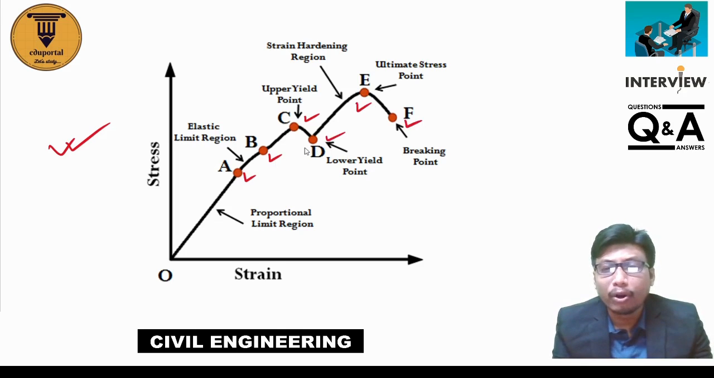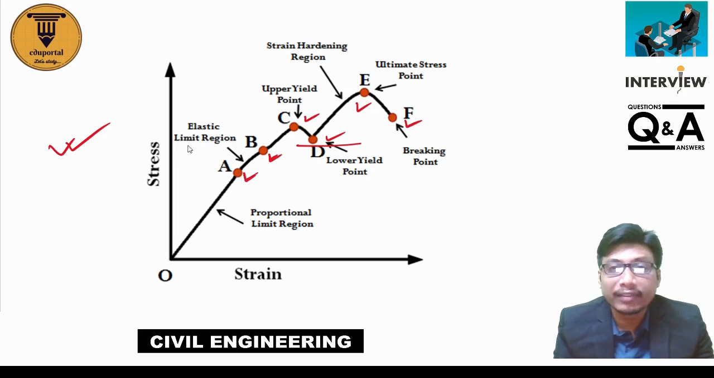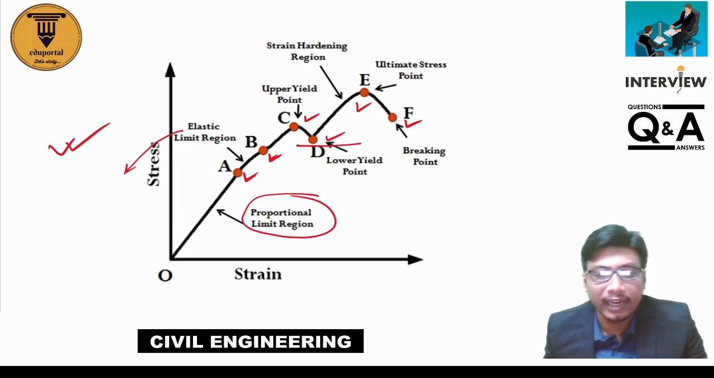Also they can ask why the lower yield point is taken for the analysis, and what is the difference between proportional limit and elastic limit. And what is the significance of the elastic limit region, and what is the proportional limit region. These are the kinds of questions they can ask.